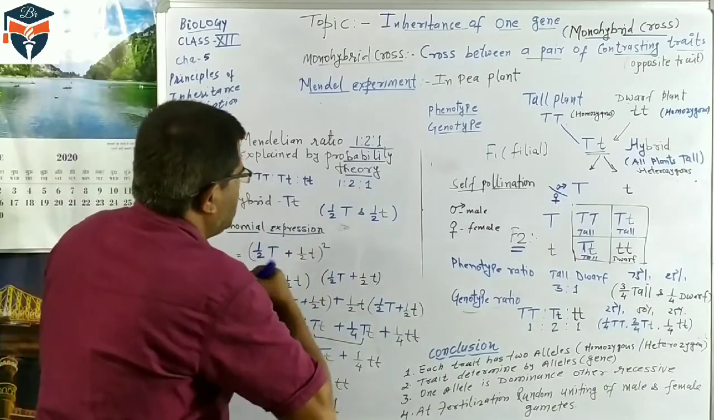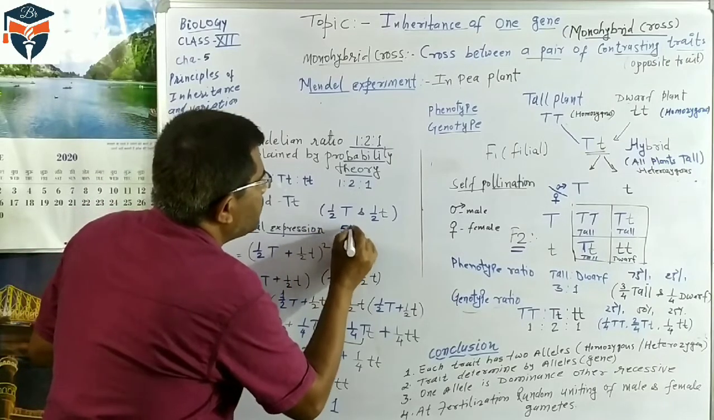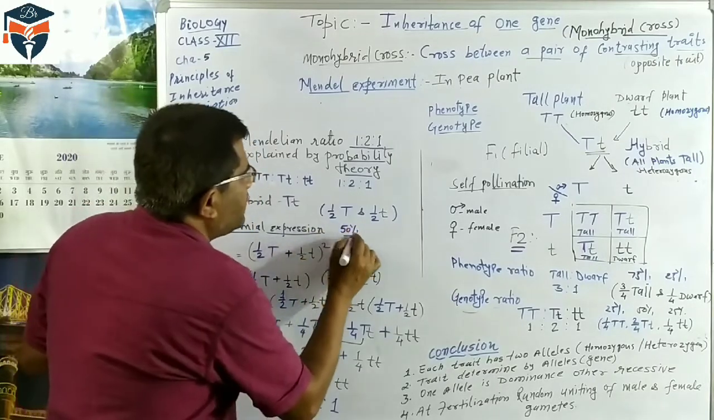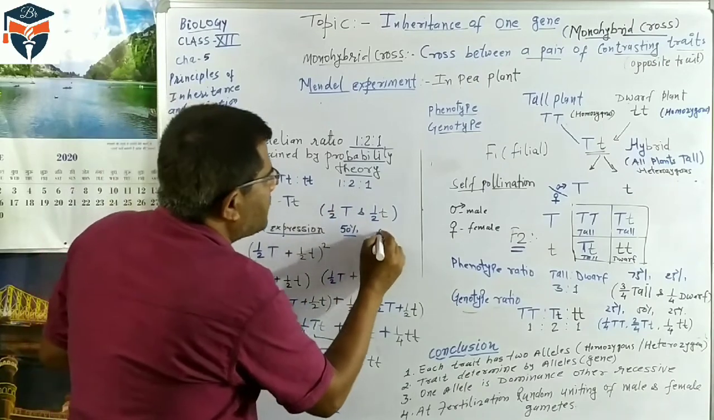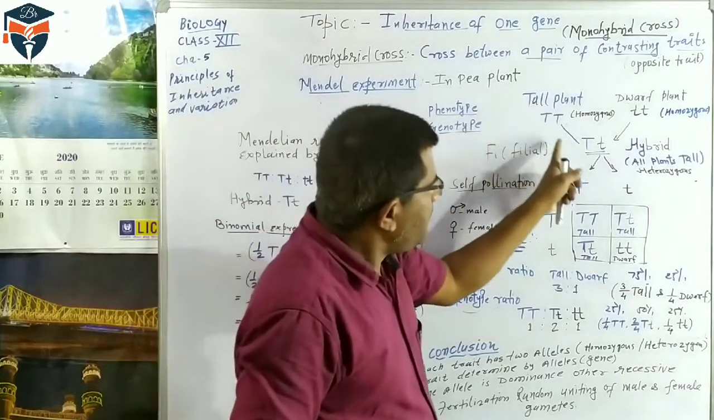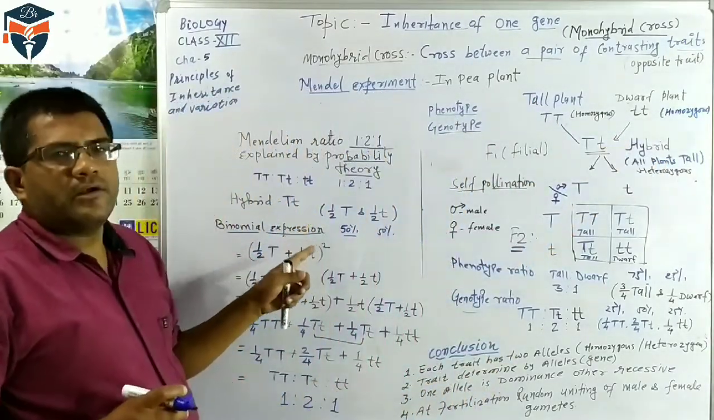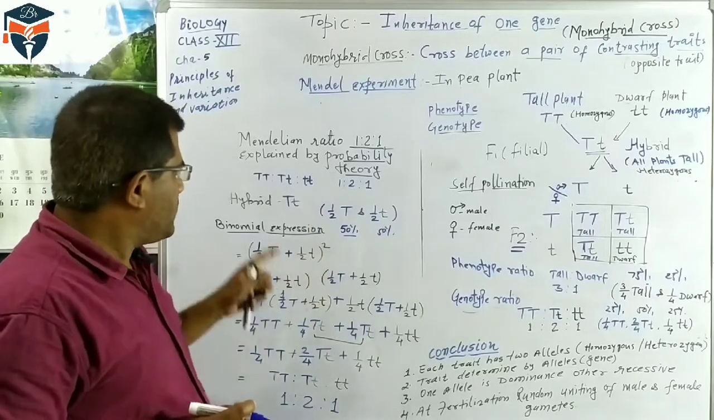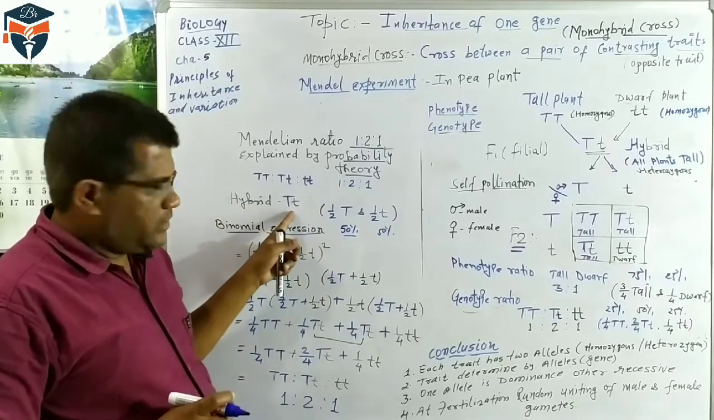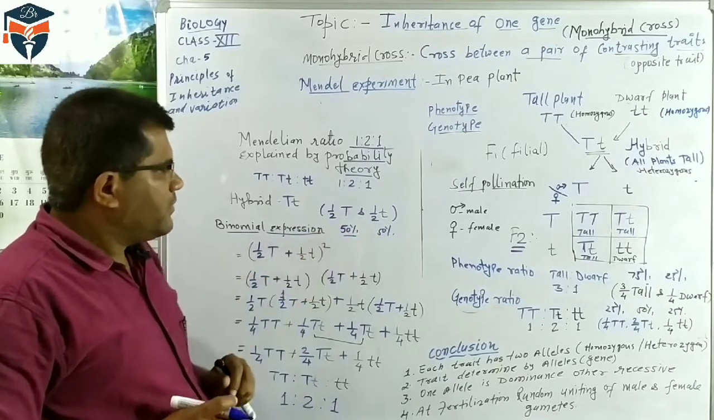So in hybrid, there is 50% equal contribution of both parents. 50% is the capital T and 50% is the small t. It means dominant parent and recessive parent have their contribution 50%. So hybrid is having both alleles, 50% capital T and 50% small t.